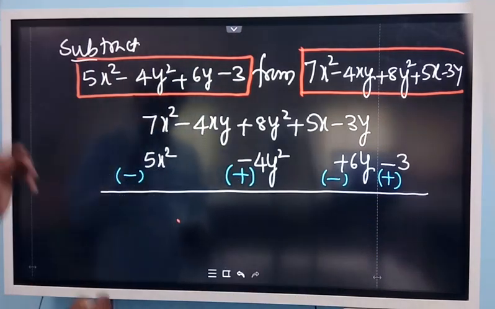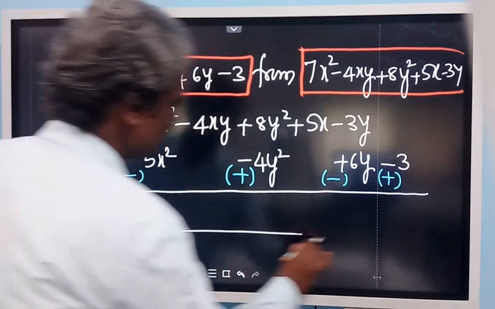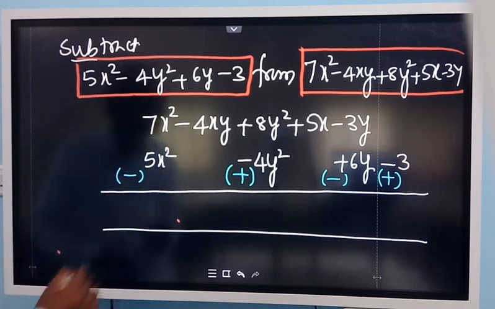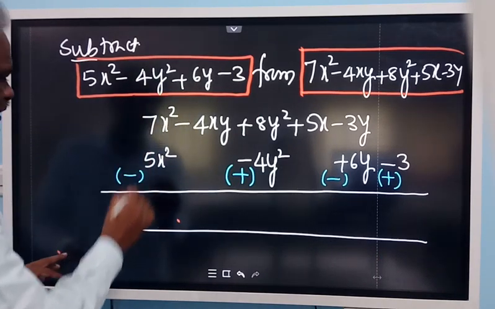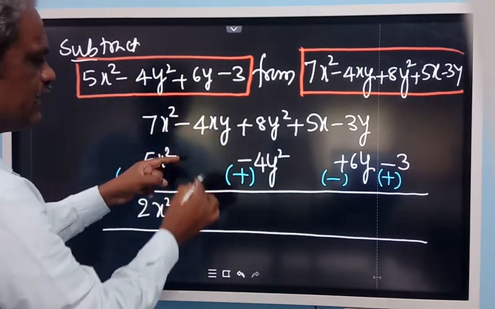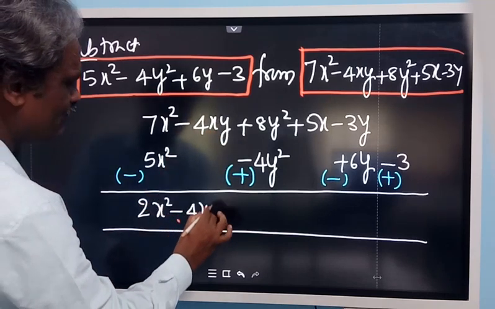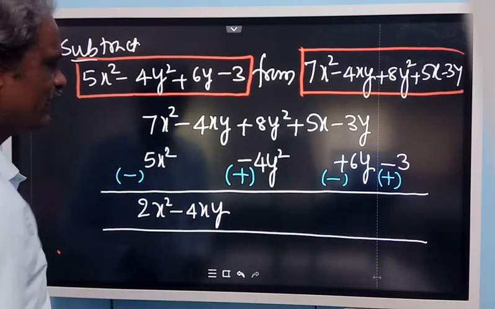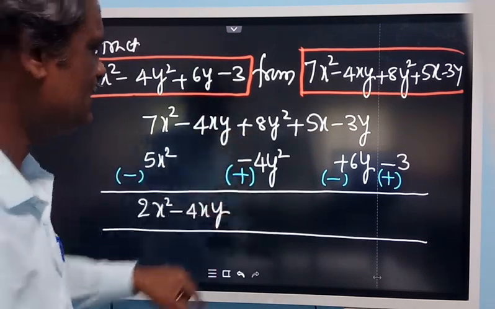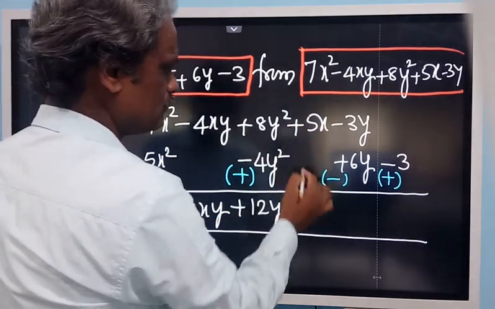Now find out the solution. Let us see now. Here this is 7x square and this is minus 5x square, giving positive 2x square. Minus 4xy is alone here. We don't have any other term similar to this one, so write it as it is. Then this is also positive, plus 8 plus 4, that is 12y square.